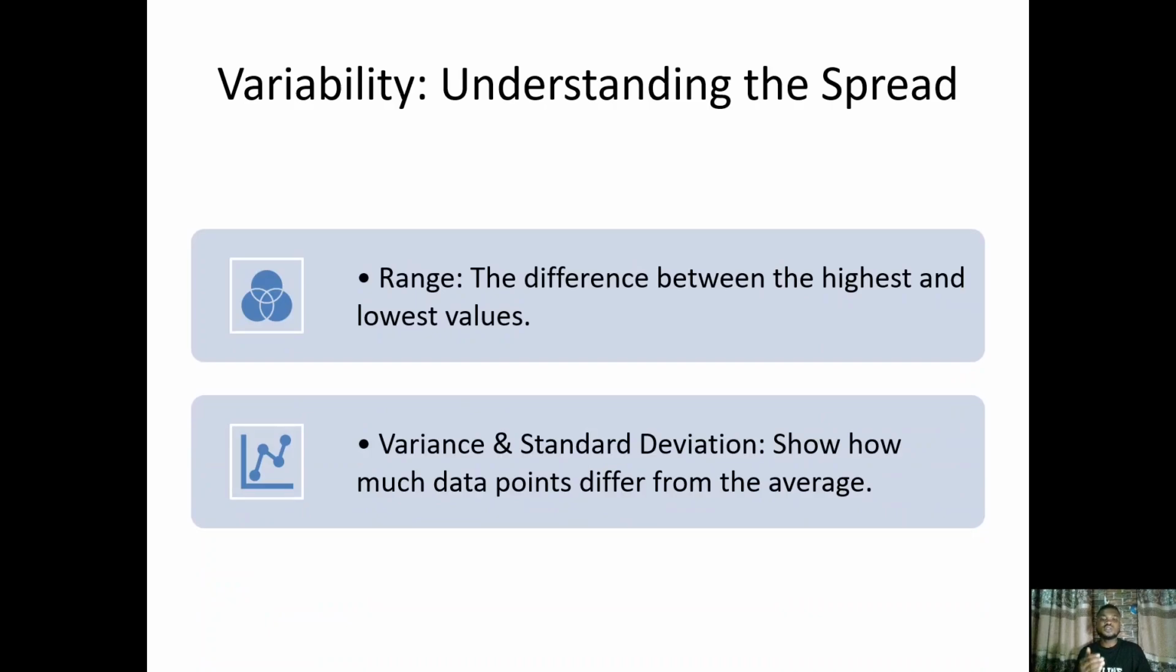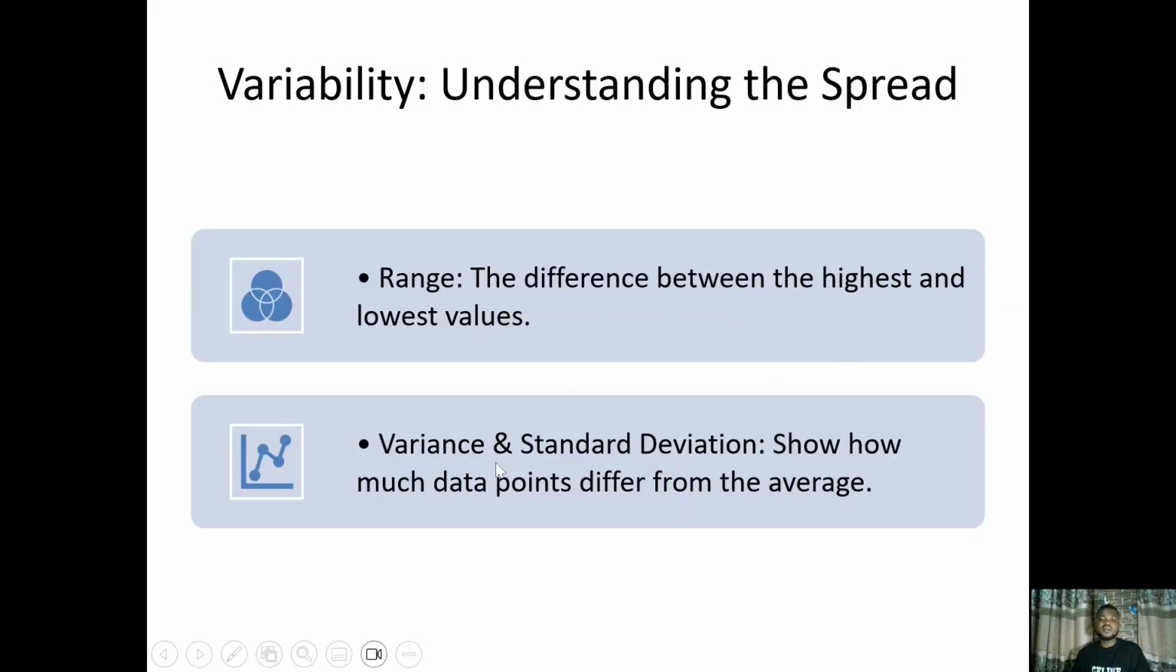Variability is understanding the spread. This one includes the range. We also have variance and standard deviation. The range is just the difference between the highest and the lowest values. So in your data, your observation, let's say a period of time, 2010 to 2020, between that period, what is the highest, what is the lowest? So the range is just the difference between the two during the period under study.